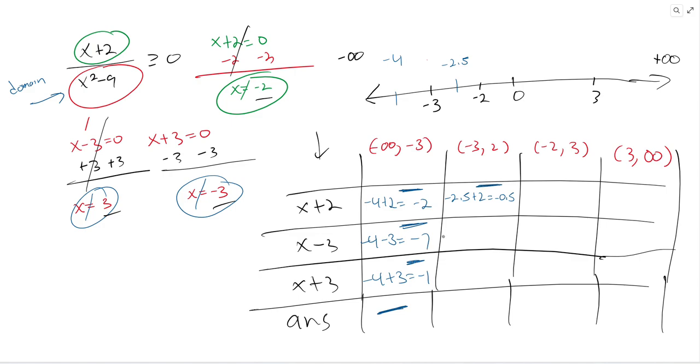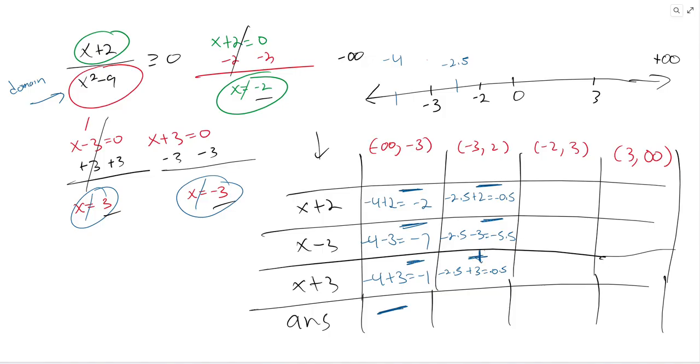All right, let's do the same thing down here. So we have -2.5 minus 3. That's going to be -5.5. Again, our answer is overall going to be negative. All right, so now let's go over here at the bottom. We have -2.5 plus 3. That's going to be a positive 0.5. So our answer overall here is going to be positive.